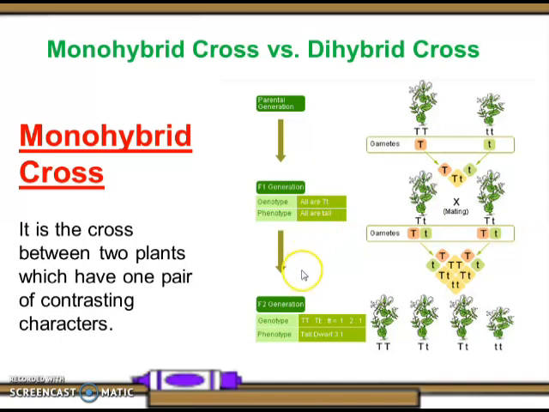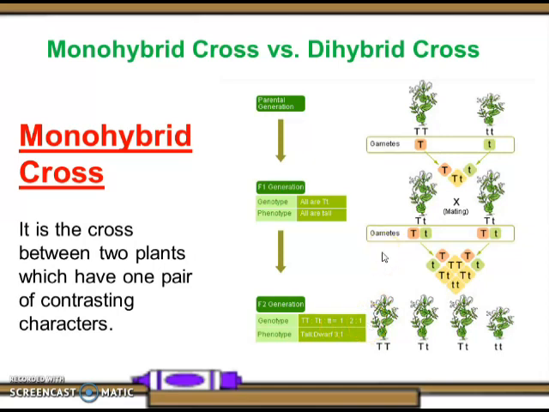In the second generation, or F2, 1/4 of the offspring were short and 3/4 were tall. The phenotypic ratio in F2 is 3:1, or 3 tall and 1 short, and the genotypic ratio in F2 is 1:2:1, or 1 homozygous dominant, 2 heterozygous, and 1 homozygous recessive.